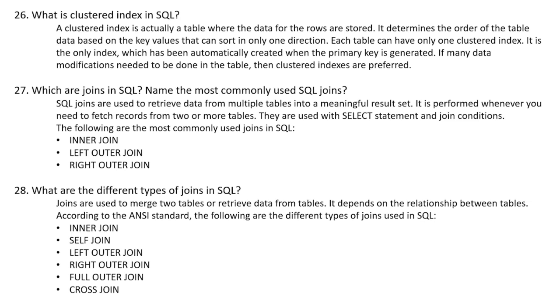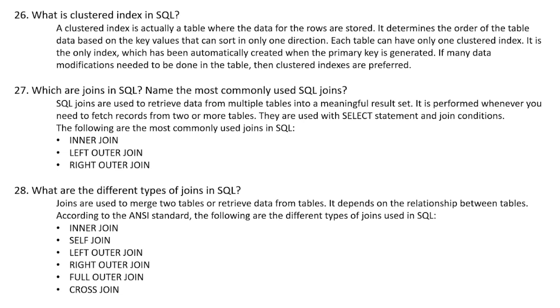It determines the order of the table data based on the key values that can sort in only one direction. Each table can have only one clustered index. It is the only index which has been automatically created when the primary key is generated. If many data modifications need to be done in the table, then clustered indexes are preferred.